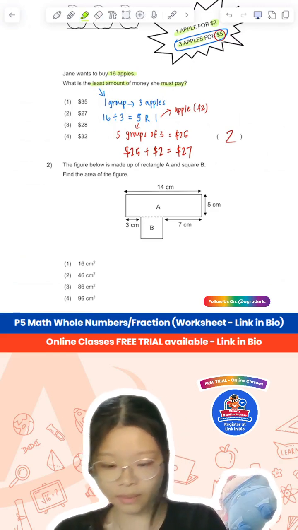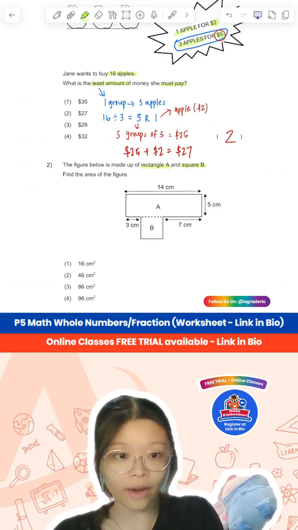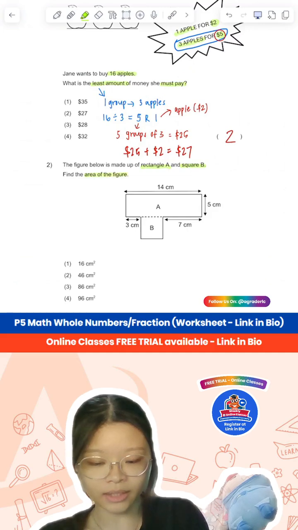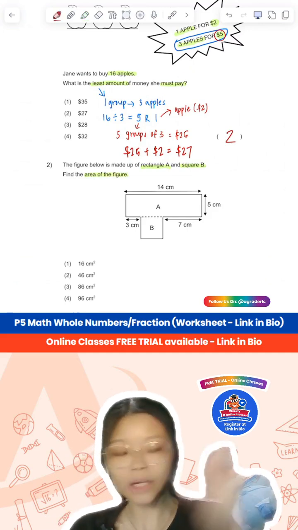And then now we can move on to question 2. The figure below is made out of rectangle A and square B. Okay, square B, I must take note. It says it's a square. Now let's find the area of the figure. We learned this back in primary 4.